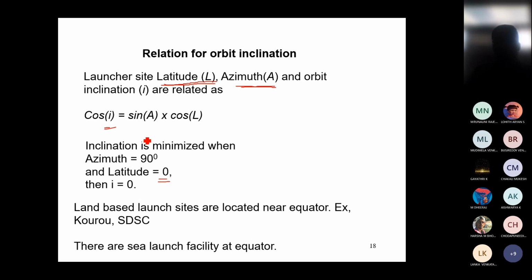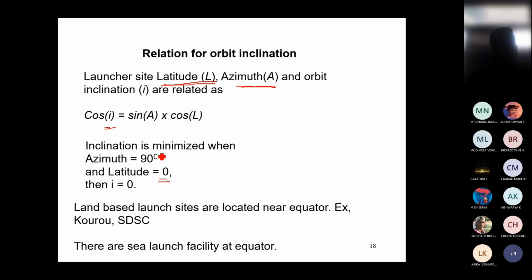Okay. And what about the azimuth angle? When we are launching from the equator, right? So what about the azimuth angle? Azimuth angle should always be calculated from the north. So equator is a horizontal line in the east to west direction, and if you see it from the north, then it will be exactly 90 degrees.